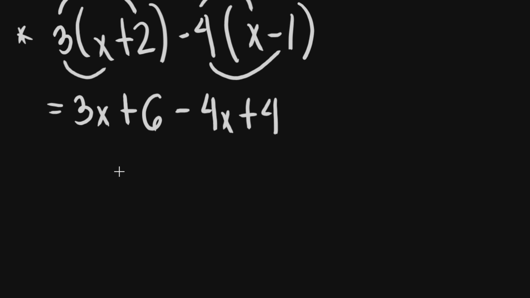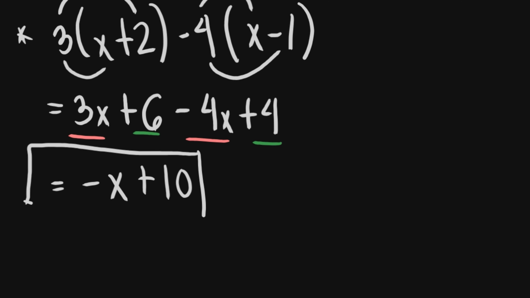Then, you have this familiar form that you're used to. You just need to identify the similar terms. So 3x and negative 4x both have x's, therefore they are similar. Also 6 and 4 are similar. Therefore, you just combine the two. So 3 minus 4 would result to negative 1, or you could just put negative x. 6 plus 4 would result to positive 10. Therefore, that would be your answer.